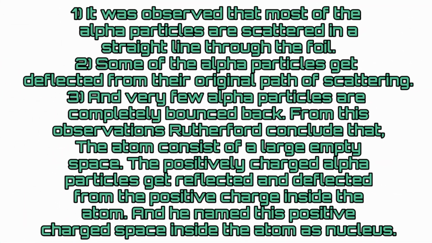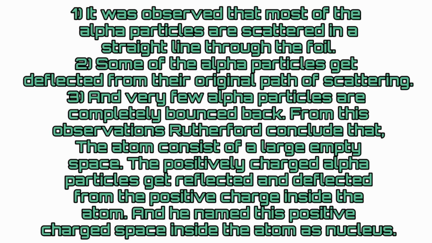It was observed that most of the alpha particles are scattered in a straight line through the foil. Some of the alpha particles get deflected from their original path of scattering, and very few alpha particles are completely bounced back. From these observations, Rutherford concluded that the atom consists of a large empty space. The positively charged alpha particles get reflected and deflected from the positive charge inside the atom.